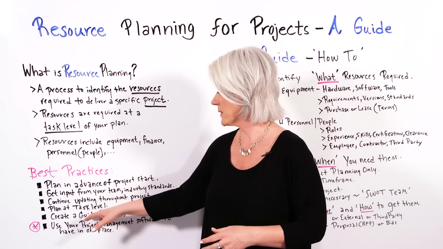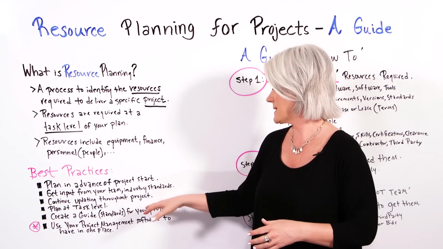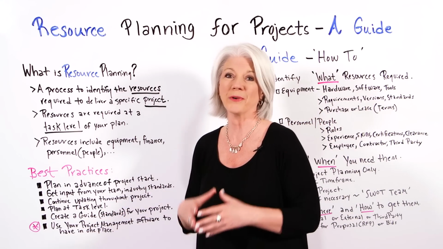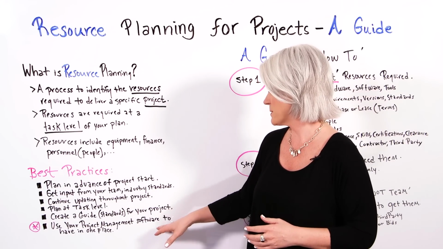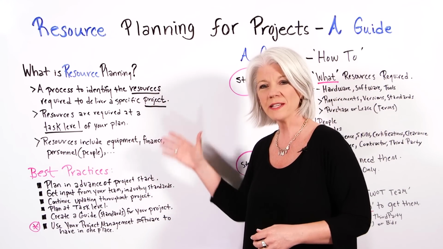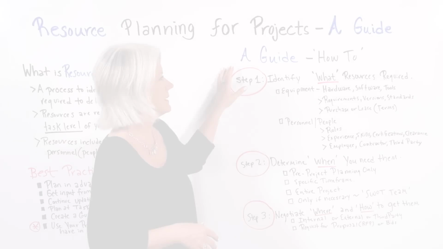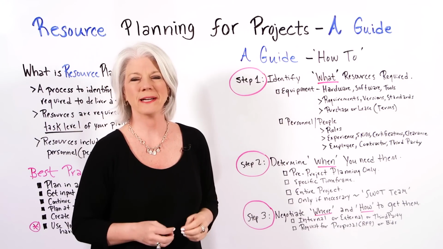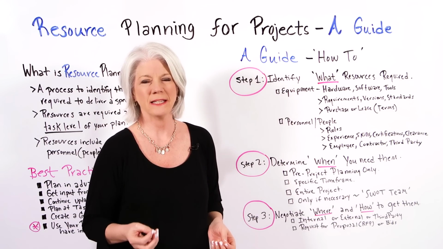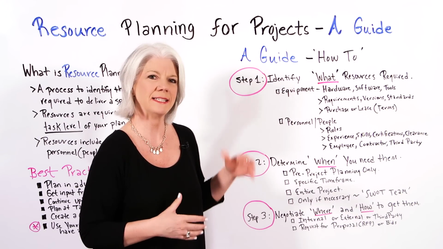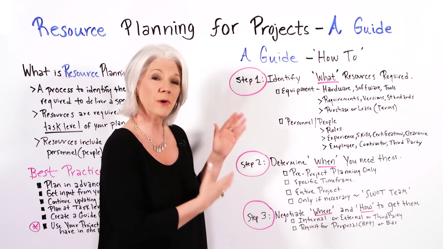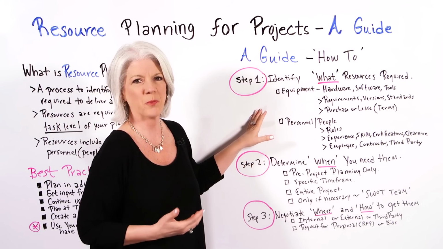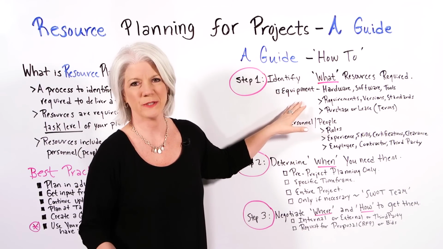Here's also you want to create a guide or a set of standards for your project. And then also here, I think this is an important one for me, is use your project management software so you can have all this planning in one place. So here is a guide on how to do your resource planning. I like to break it down in 3 high-level steps. And there's some other whiteboard sessions that take these into further detail, but I want to focus on these 3 to get you going. So first of all, step 1 is to identify what resources are required.